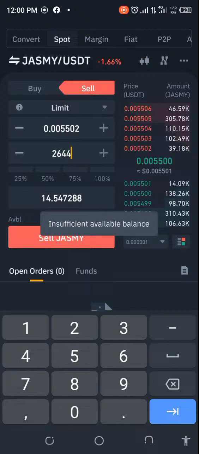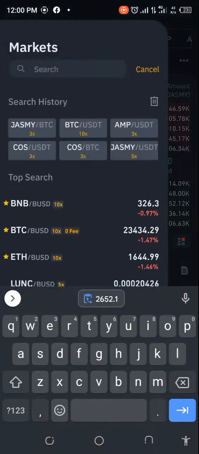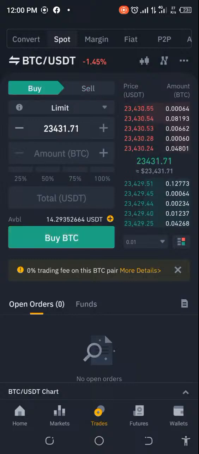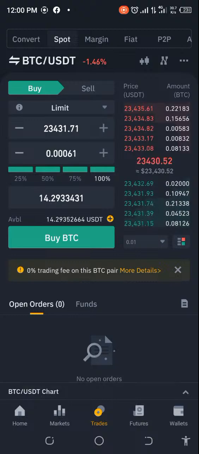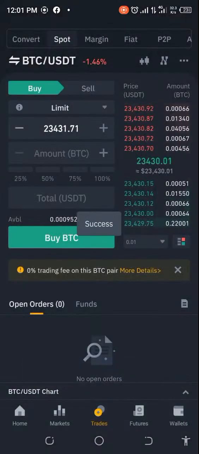First things first, everything we're doing is by limit. Don't forget that, we're going to be doing all of these by limit. So currently I'm going to buy BTC by limit, and most times this executes practically immediately. Let me try that out. We're going to buy BTC. Okay, success. It has been executed right away.